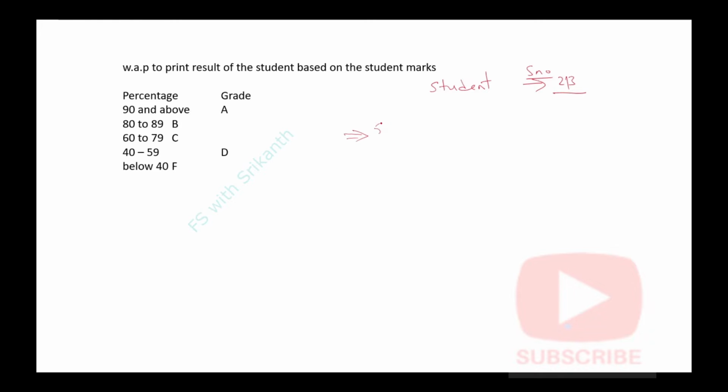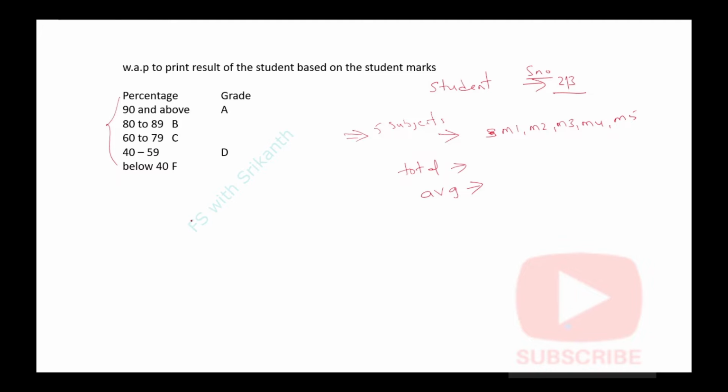Suppose we consider 5 subjects. Subject marks are M1, M2, M3, M4, M5. Five subject marks, and definitely we do the total, and we do the average. Before that, when we are collecting the student marks, initially we restrict the user. So first of all, we think about the fail. We don't want to think about the grades first; first we think about failures.